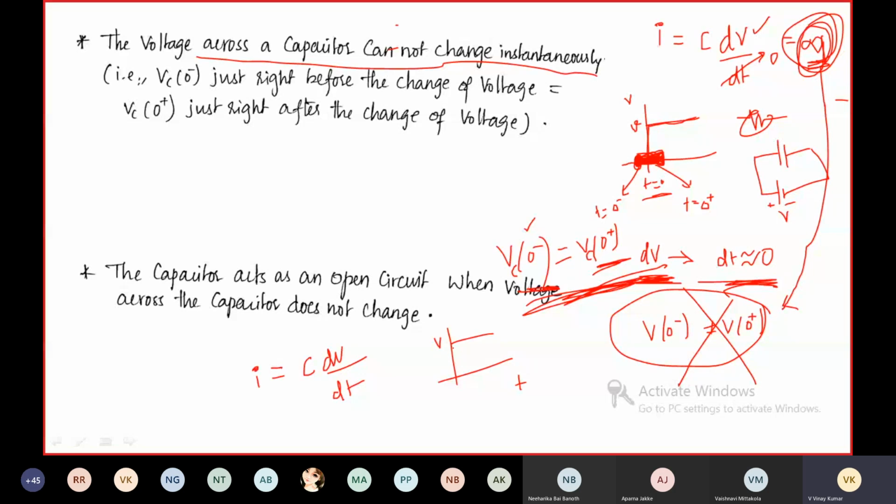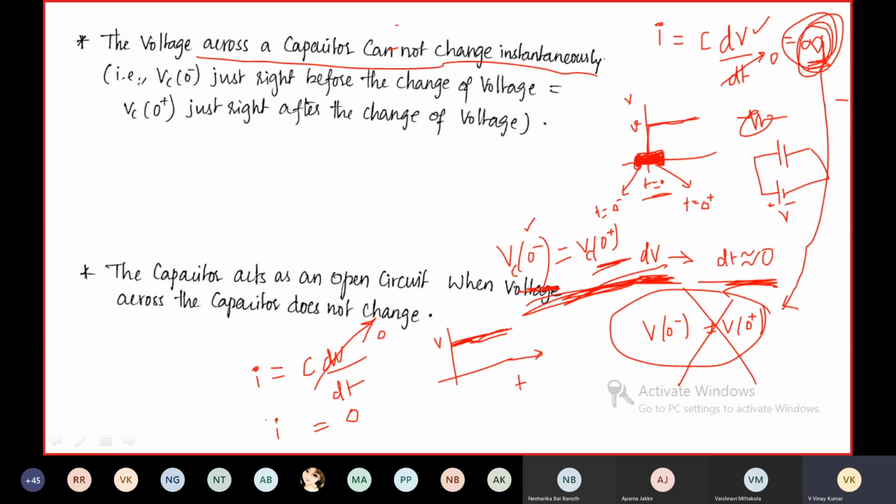Here voltage is not changing with respect to time; it is constant throughout the time, right? If it is not changing with respect to time, then the change in voltage with respect to time would be zero. dV by dt would be zero because voltage is not changing. The slope of this voltage with respect to time is zero, so dV by dt is zero. Then current becomes zero.